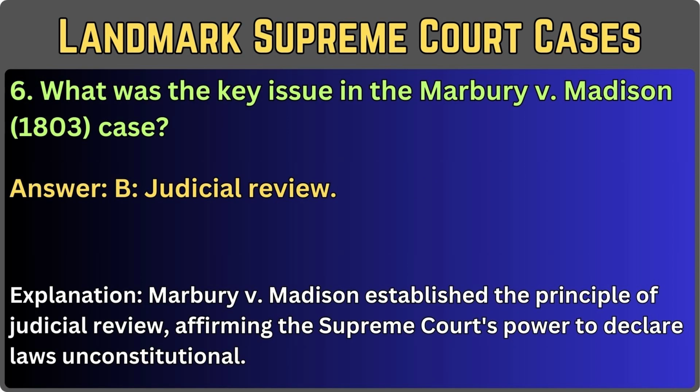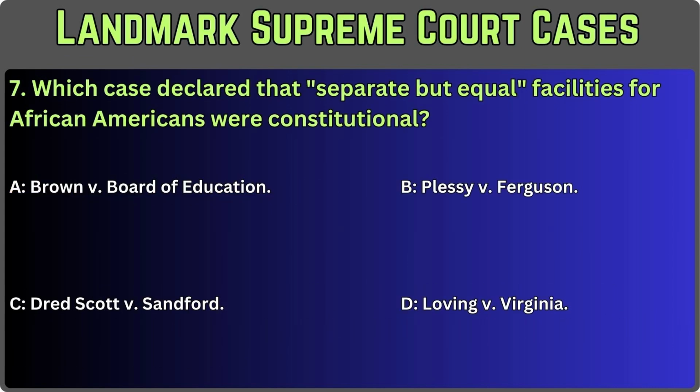Answer. B. Judicial review. Explanation. Marbury v. Madison established the principle of judicial review, affirming the Supreme Court's power to declare laws unconstitutional. 7. Which case declared that separate but equal facilities for African Americans were constitutional? A. Brown v.